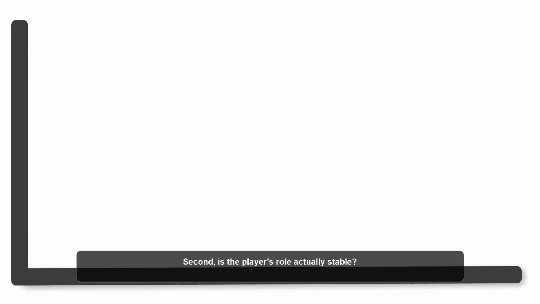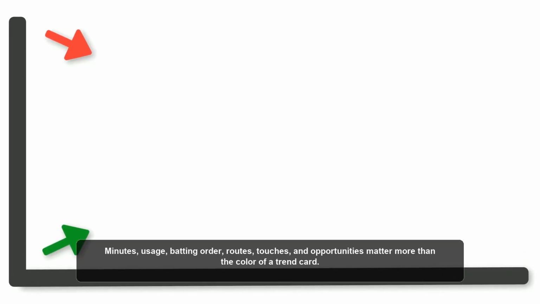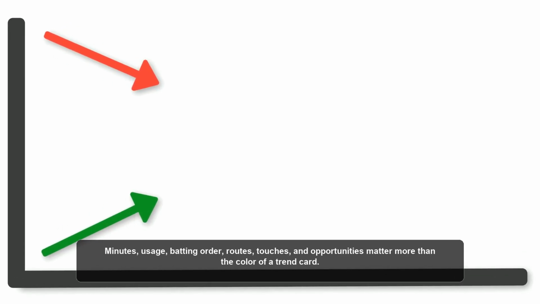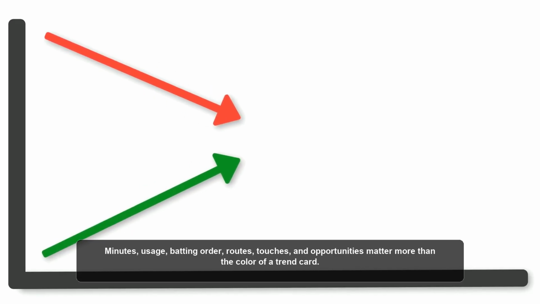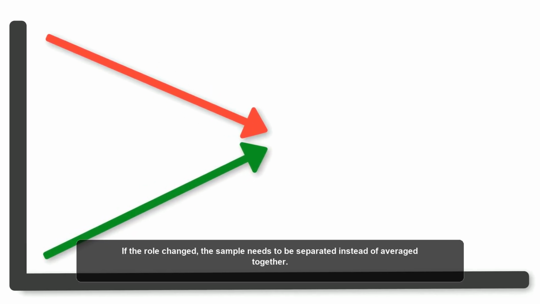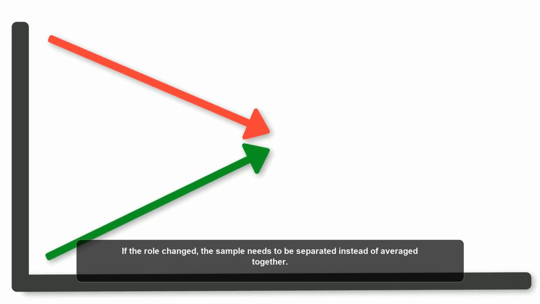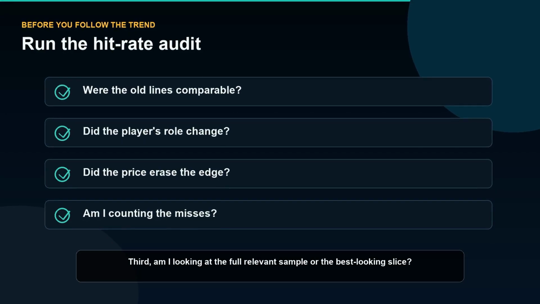Second, is the player's role actually stable? Minutes, usage, batting order, routes, touches, and opportunities matter more than the color of a trend card. If the role changed, the sample needs to be separated instead of averaged together.